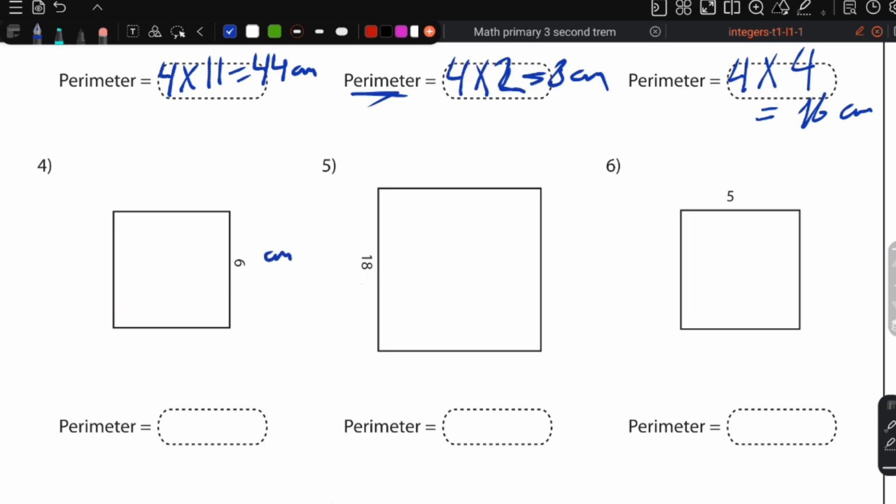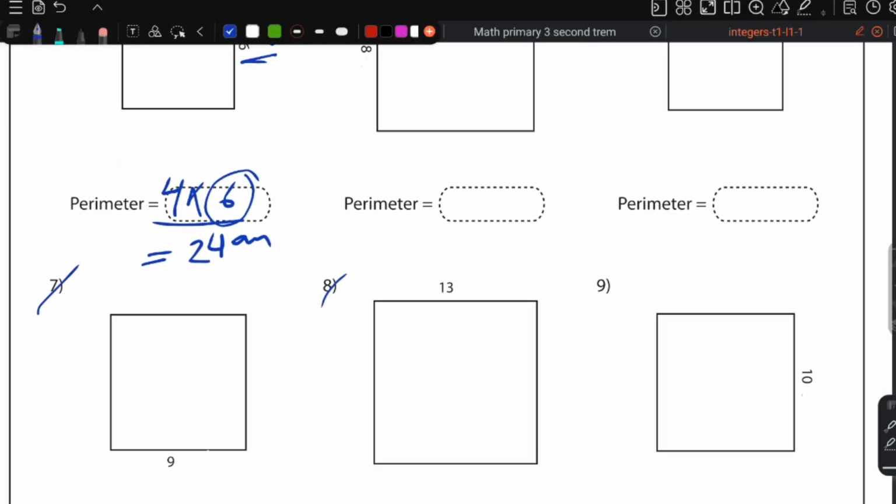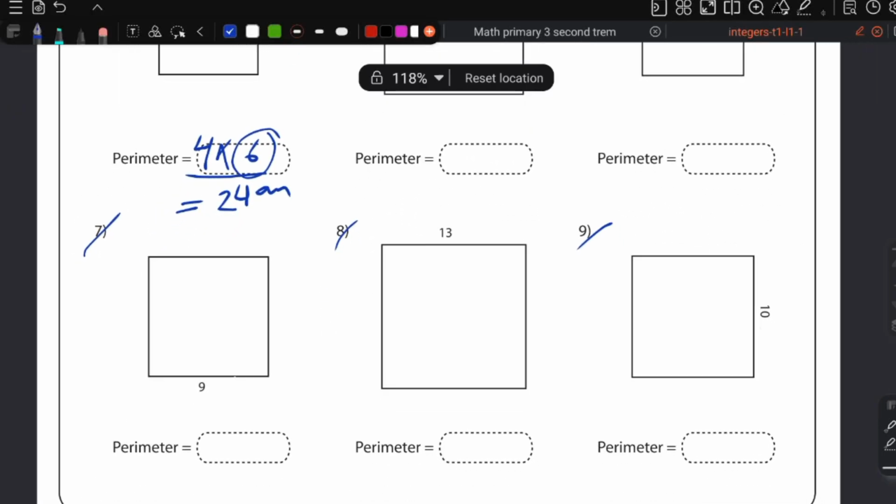If we go through the fourth question, he gave me side length 6 centimeters, and he asked me about the perimeter. So the perimeter of the square is 4 times the side length. The side length of my square here will be 6. 4 times 6, from the times table, will be 24 centimeters. Don't forget it. So you can solve questions 5 and 6, and also 7, 8, 9 to test yourself.